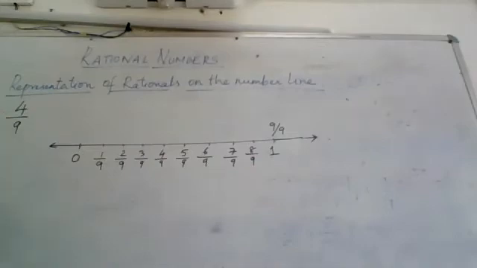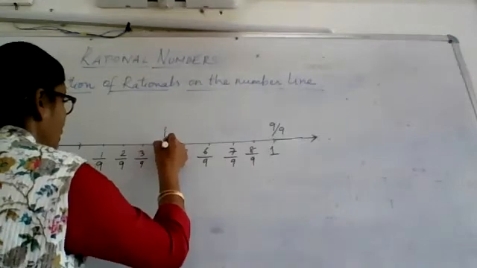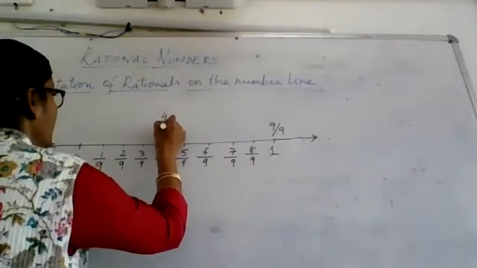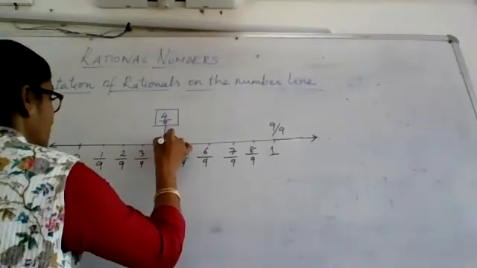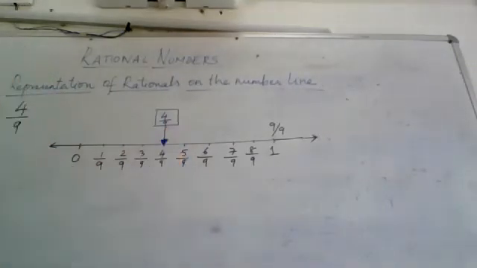Now the rational that I want is 4 by 9. So this is the position of your 4 by 9 on the number line. You can box it up like this and show it with an arrow, that this is going to be your 4 by 9. So this is how you locate a given rational on the number line.